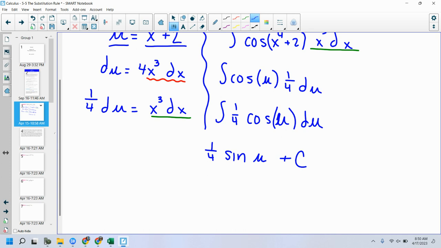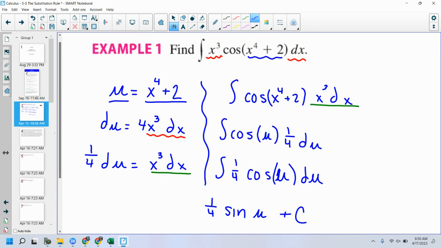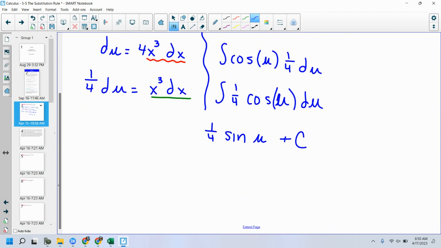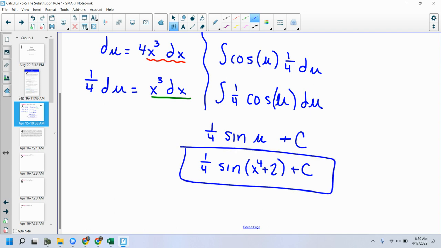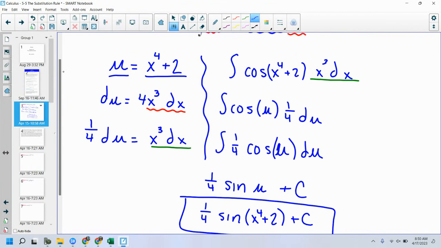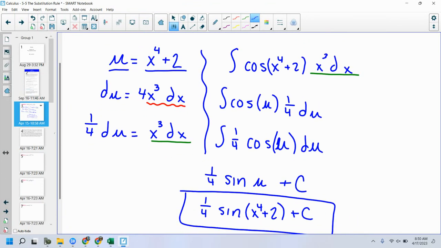The only thing that I have left to do is go back in. Did the original problem have any u's in it? No, it only had x's in it, right? So I have to go back in and take out u, and in its place, substitute back in x to the fourth plus 2. So 1/4 sine of x to the fourth plus 2 plus c. That is actually the integral of our very beginning piece there.